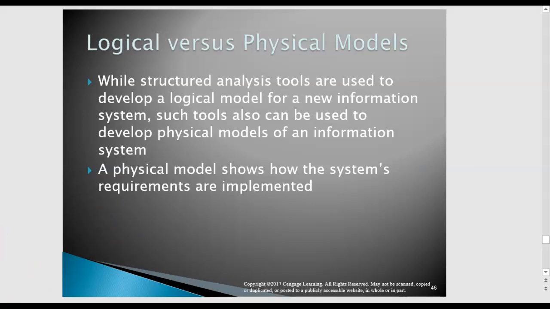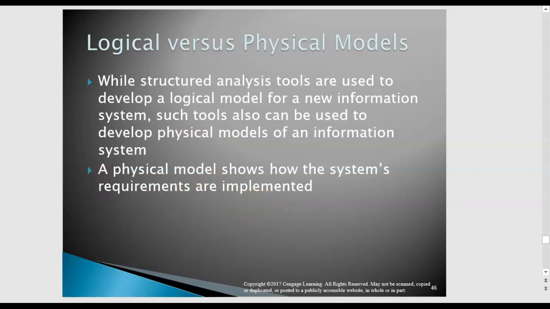So far, whatever we discussed was more of the logical model of the system that we're trying to develop. Structured analysis tools like the ones we discussed today are used to develop the logical model for a new IS system, but these tools can also be used while you're trying to come up with a physical model. A physical model shows how the system's requirements are implemented.